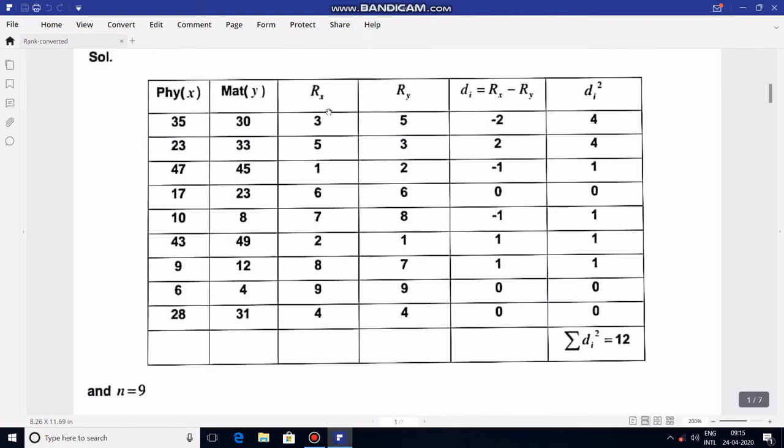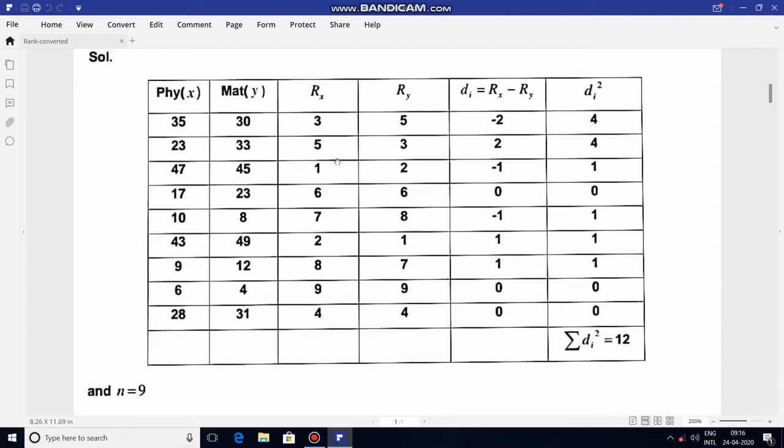Based on this, you have to compute Rx and Ry. Rx denotes the rank of students in physics. Ry denotes the rank of students in mathematics. Now you should know how to assign the rank for each student. That is purely based on the marks. So in physics, which is the highest marks? 47. For that particular student, you should assign the rank as 1. The second highest marks is 43. For that student, you should assign the rank as 2. Here the third highest marks is 35. For that student, you should assign the rank as 3.